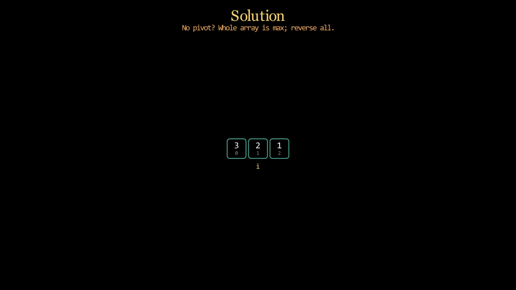Edge case: if i walks past the left end, the whole array is one non-increasing peak, so there is no next permutation. Reverse the entire array to jump to the smallest ordering, wrapping around.